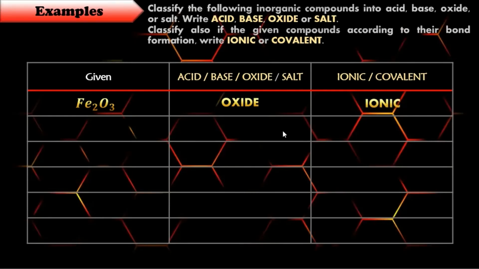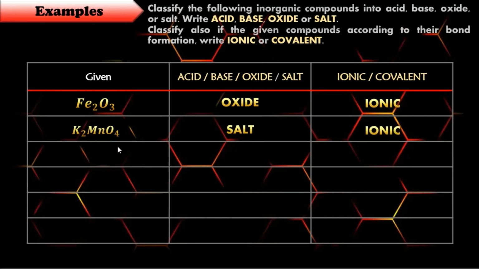Second example, KMnO4, that is potassium manganate. Potassium manganate has no oxide in its name, no hydrogen, and no OH. Therefore, this is an example of salt. And this is under ionic bonding.